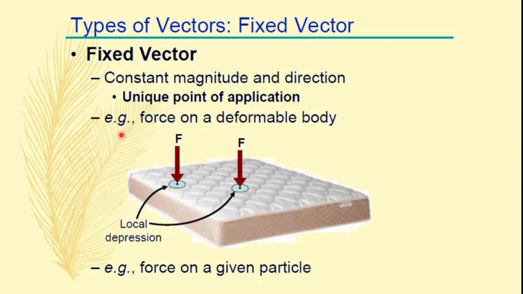The example of a fixed vector is the force on a deformable body, because in case of a deformable body, the point of application of the force is very important, and if the point of application of the force is fixed and the vector has a constant magnitude and direction, then it is a fixed vector.